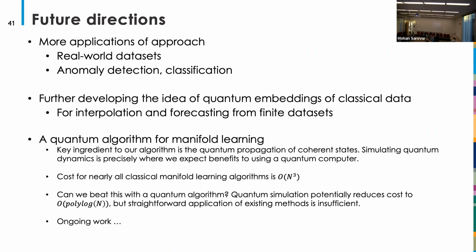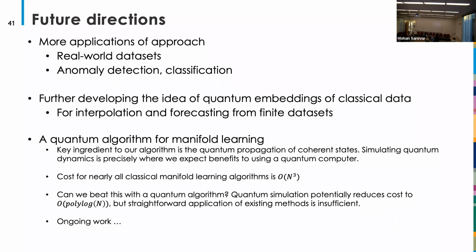So let's say you only have a small amount of data and you want to fill it in with more data. You could use this to propagate to different points and think of those as fictitious data that you've manufactured, starting off from the data samples. That's what we mean by interpolation and forecast. And then finally, something we're working on right now is to try to promote this to a true quantum algorithm. Right?